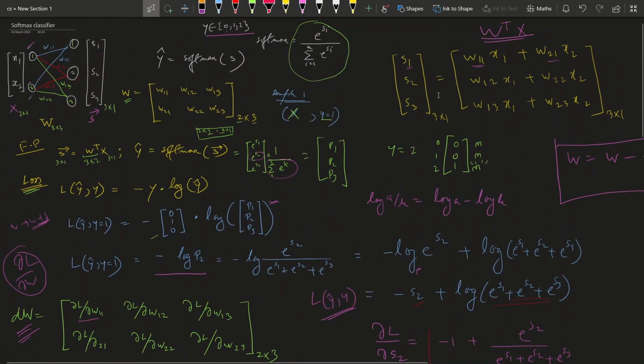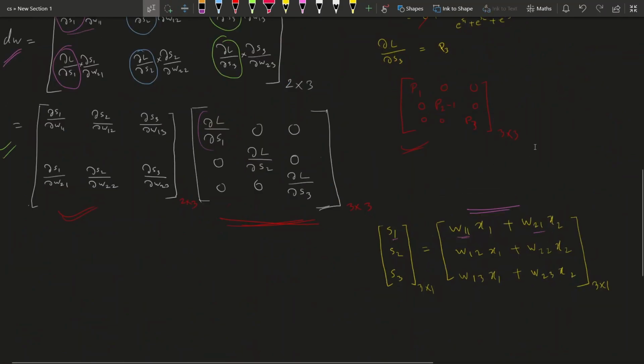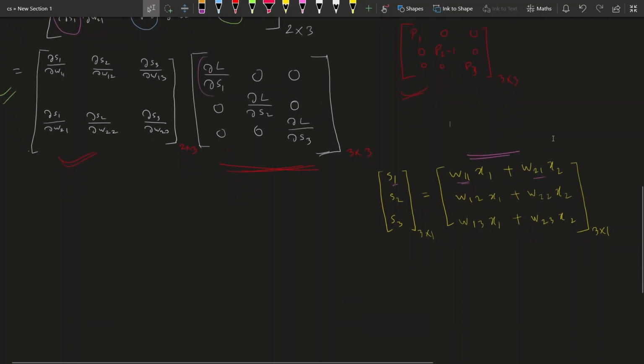Let me do one thing. Good. Now we will try to calculate what? Del S1 by del W11. So if you look carefully, with respect to W11, this entire expression is nothing but constant, and we will only differentiate this one, so you will get x1. Similarly, for del S2 by del W12, you will get also x1.